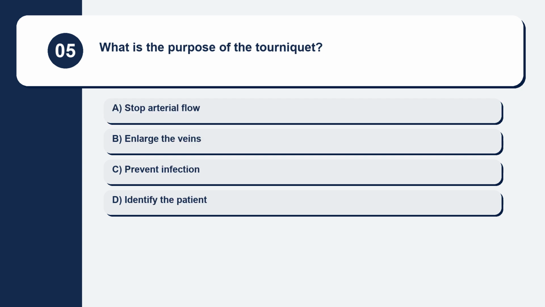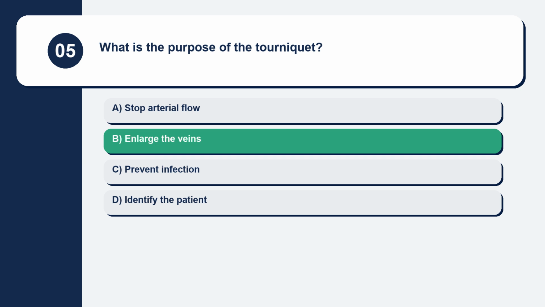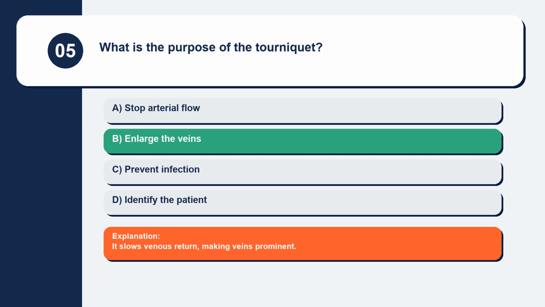Question 5. What is the purpose of the tourniquet? Stop arterial flow, enlarge the veins, prevent infection, identify the patient. It slows venous return, making veins prominent.